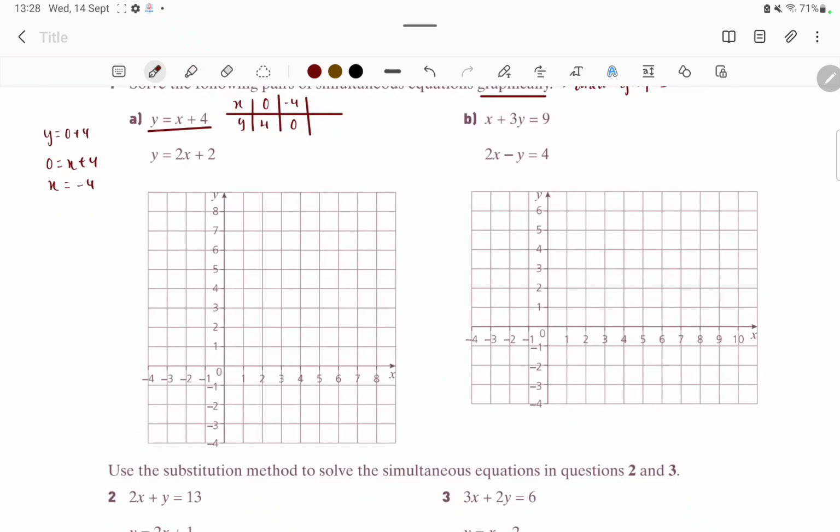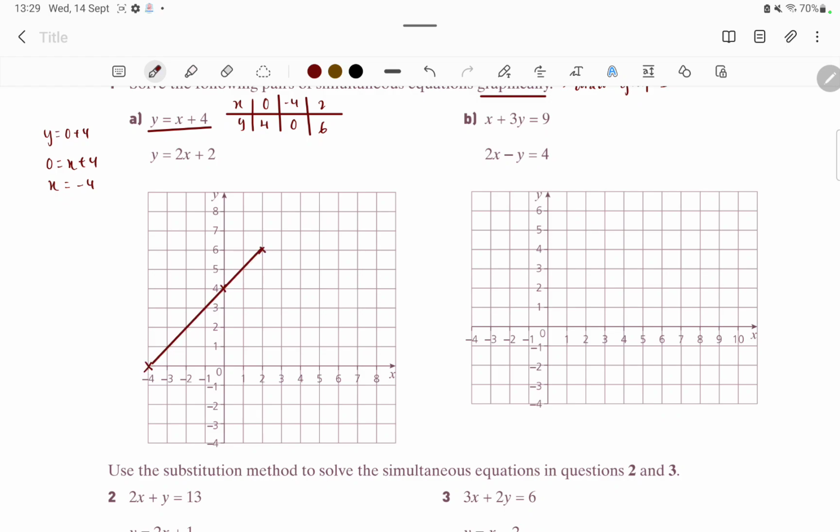So we try to plot the points first. When x equals to 0, y equals to 4. When y equals to 0, x equals to negative 4. Okay, and then we try one more. When x equals to 2, y equals to 6. So plot the points and then after that draw a straight line to connect them.